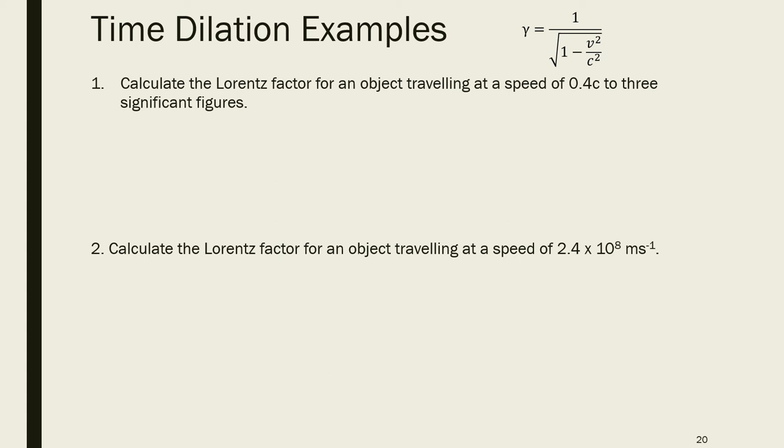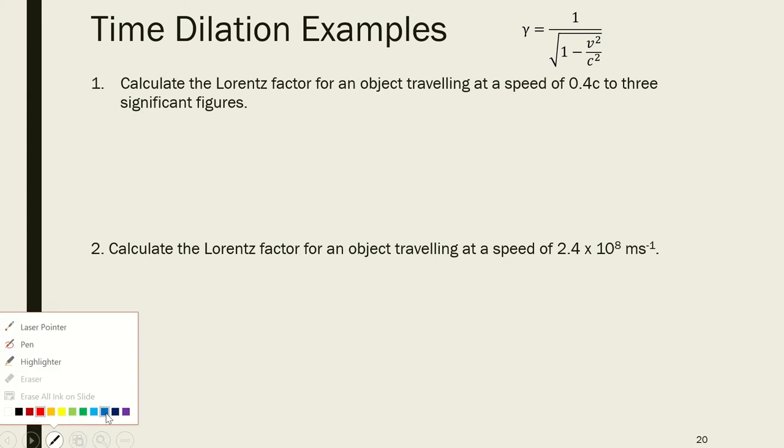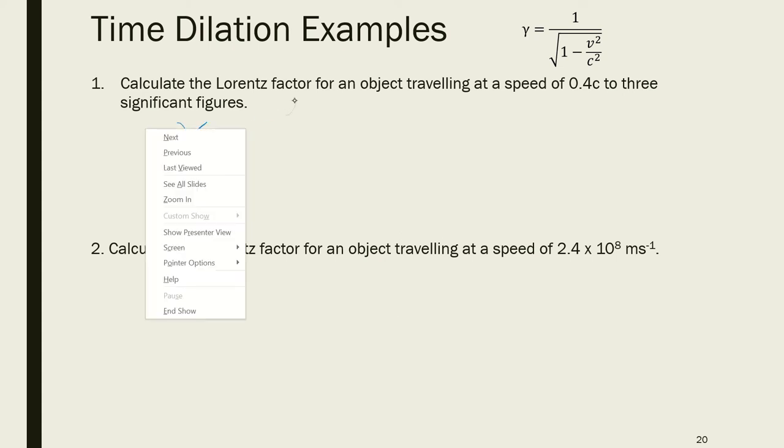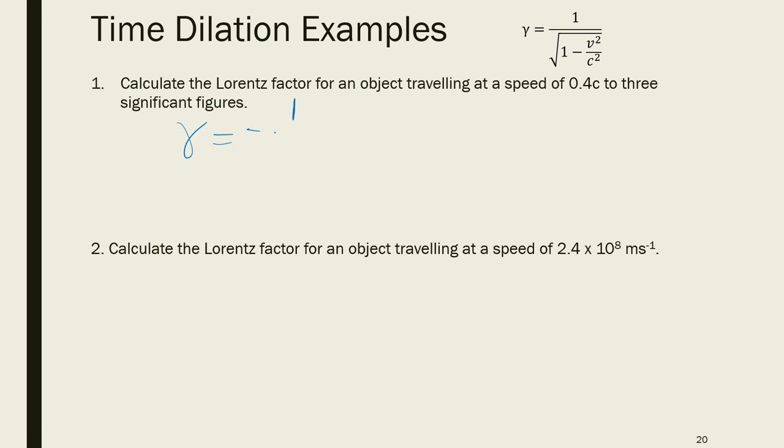So, question 1. Calculate the Lorentz factor for an object traveling at a speed of 0.4 the speed of light, to 3 significant figures. So 0.4c just means 40% of the speed of light. The Lorentz factor is the following formula. It's just 1 over the square root of 1 take away the velocity squared, which in this case is 0.4 the speed of light, squared, over the speed of light squared.